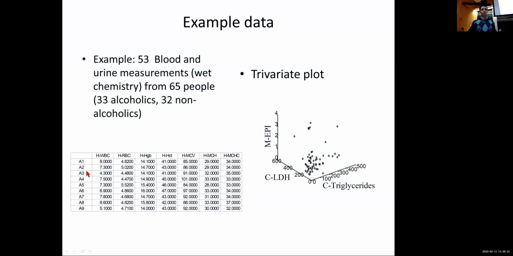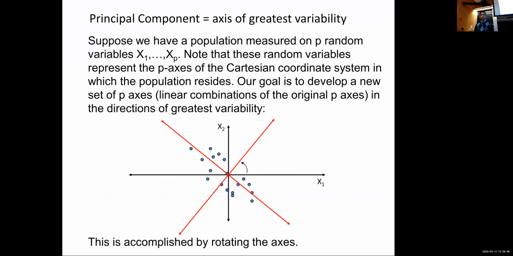It says, well, I have a bunch of, I don't know, blood and urine measurements from 65 people, 32 non-alcoholics, 33 alcoholics. The data has all these different dimensions. So this is a trivariate plot that tells me here's the actual raw data in each of the dimensions, but I might have 50 of these dimensions. Plotting the data in 50 dimensions can be hard. Visualizing the differences between them in 50 dimensions can be hard. But what I could do is project the data onto the first components of variation. So, what are the largest components of variation?